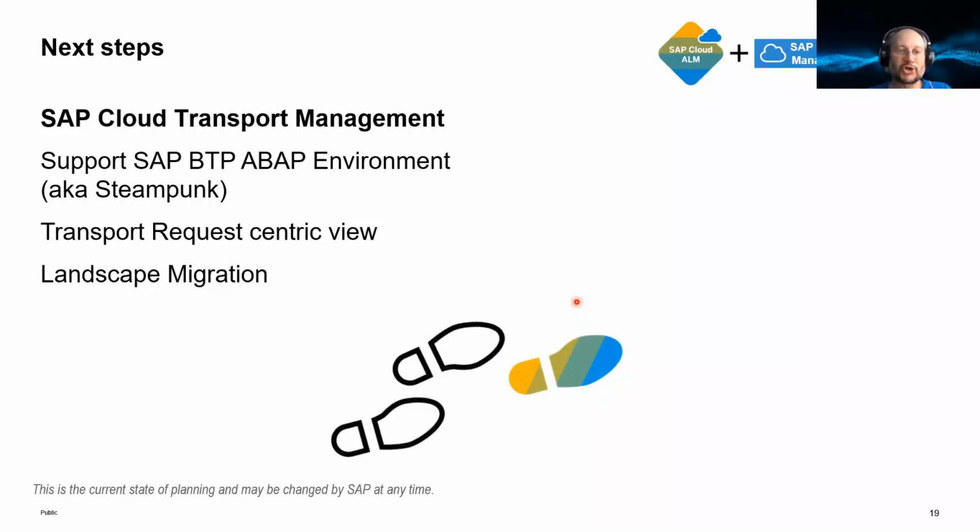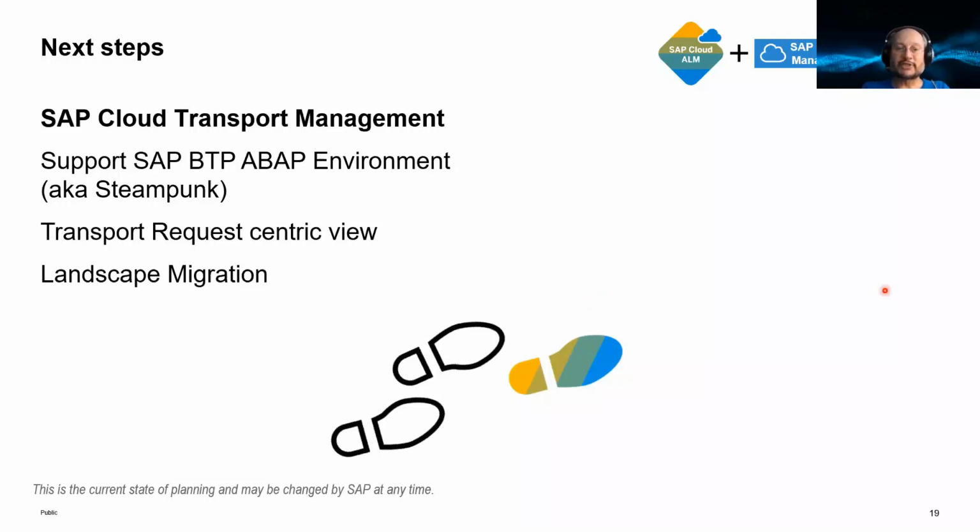So I think the major news we can share here is that in Q1 of 2023, we are planning to release the support for the ABAP SAP BTP environment, the ABAP environment on the cloud, which is also known as Steampunk. There we will have an integration with Cloud Transport Management, and that in turn means that we can also handle these kinds of transport requests via Cloud ALM, which I think will be a major step forward.